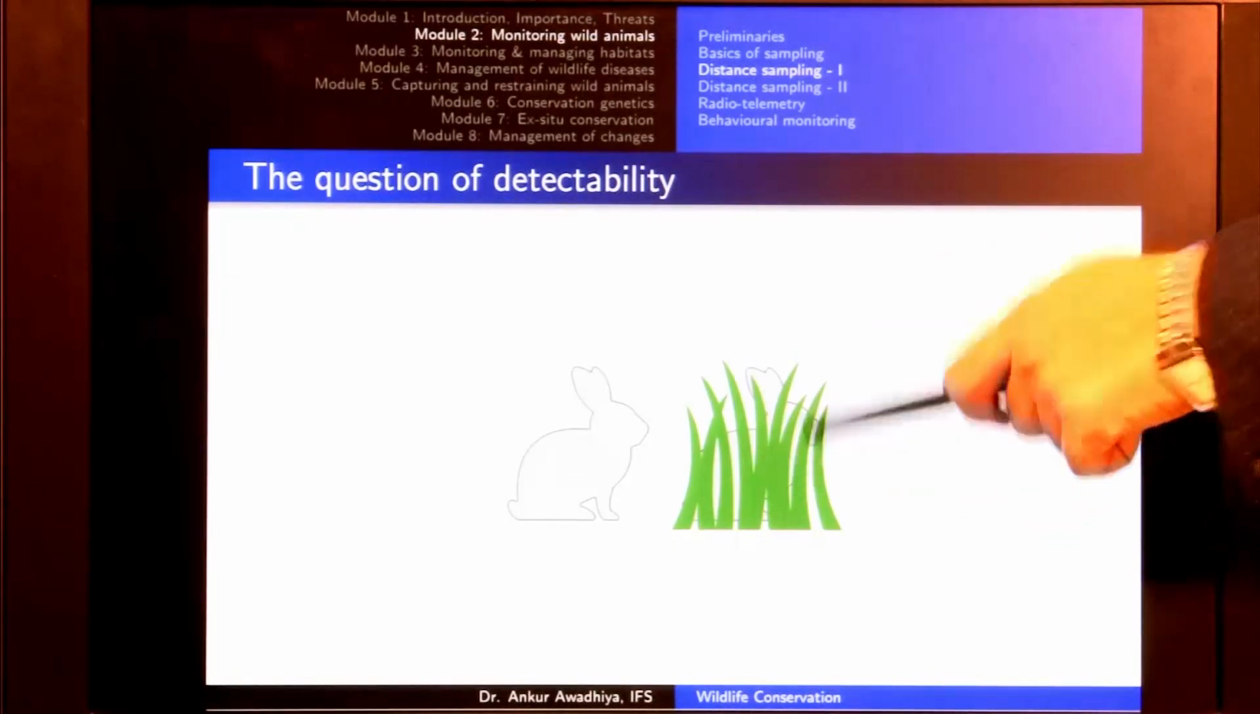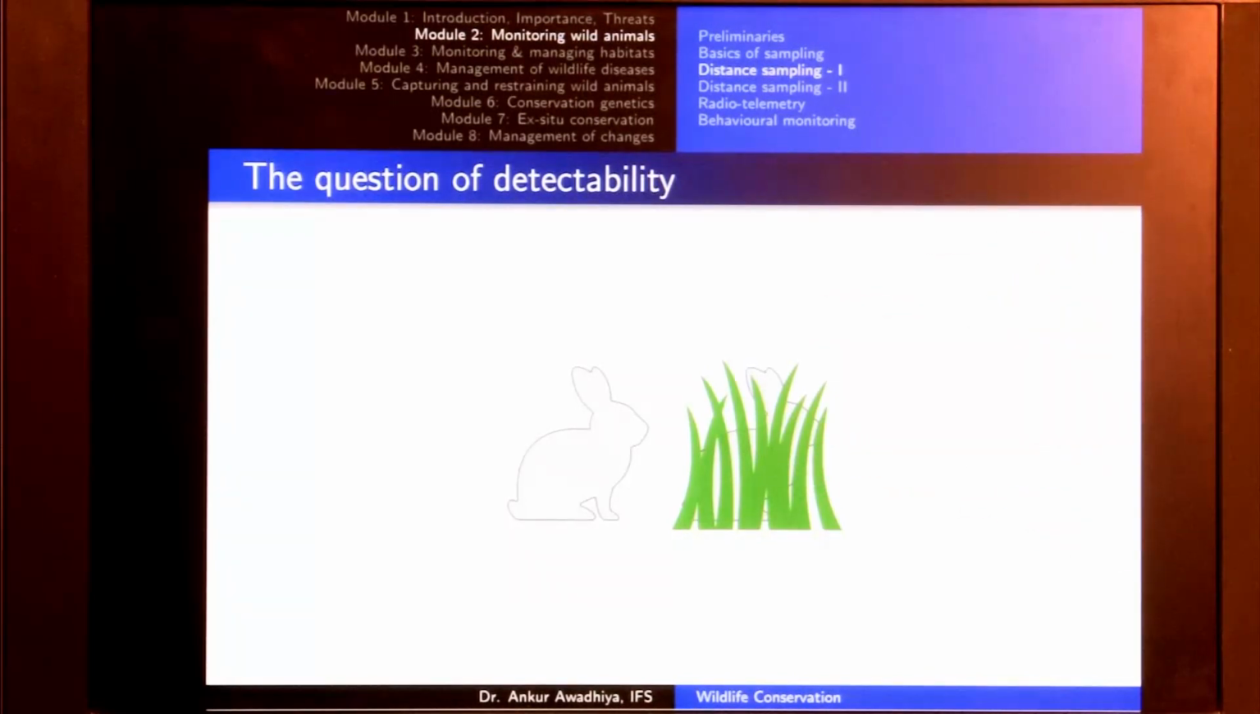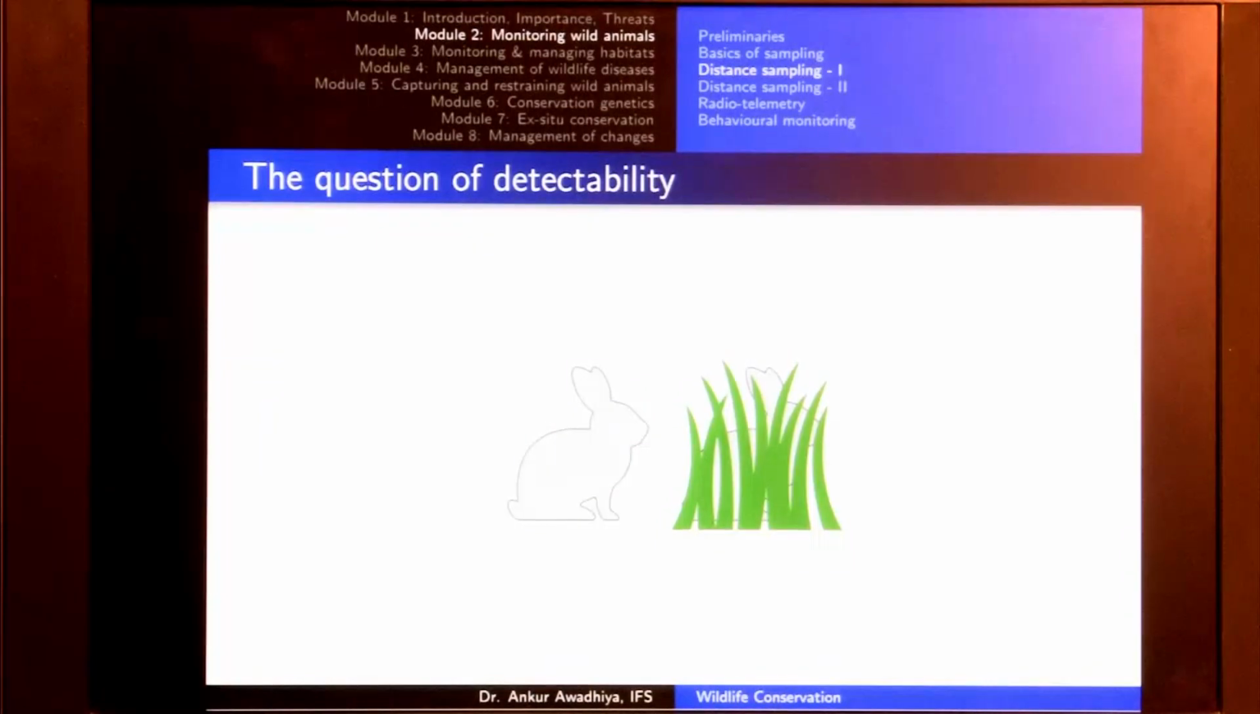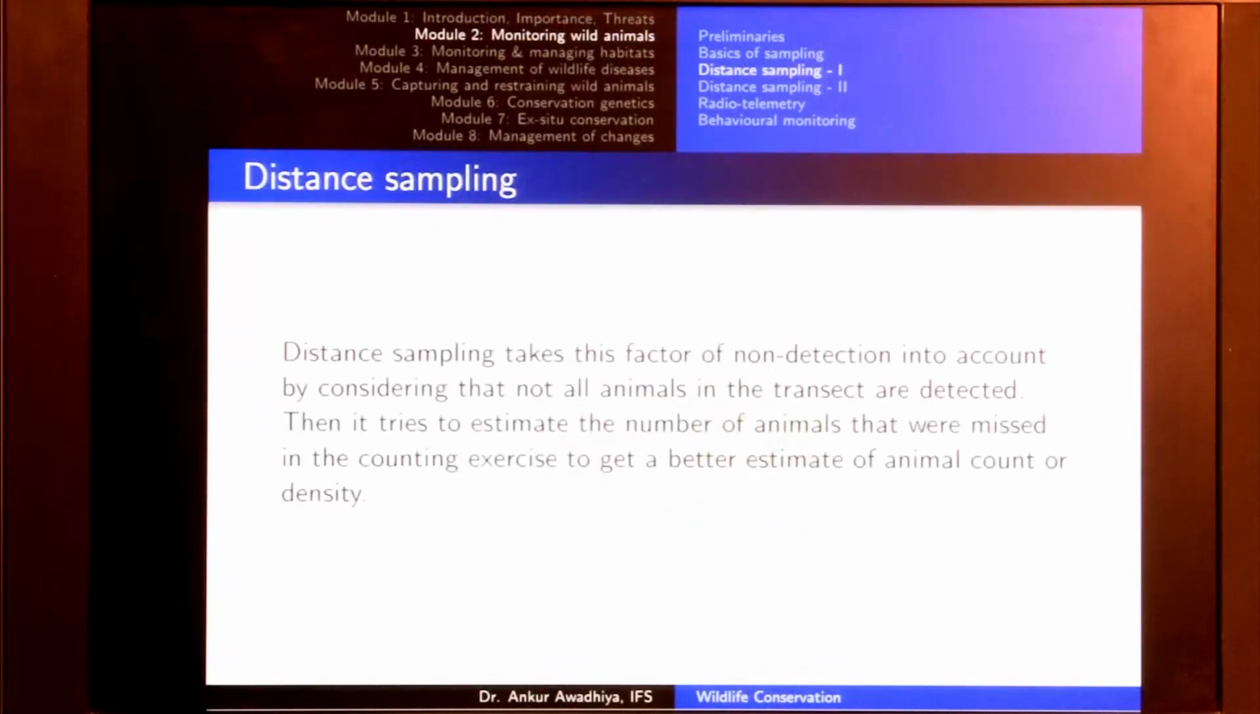So, we might miss out this rabbit, and this is something that we need to put into our computations to get the correct figures, because in the case of forest, there are a number of situations in which we miss out the animals. Any animal that is behind a tree will be missed out, any animal that is not moving, just camouflaged inside say some bushes, will be missed out, any animal that gets into the grasses will be missed out, and this is something that we need to compensate for in our computations.